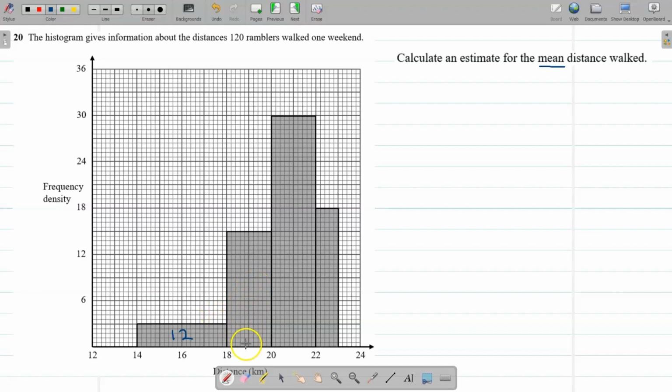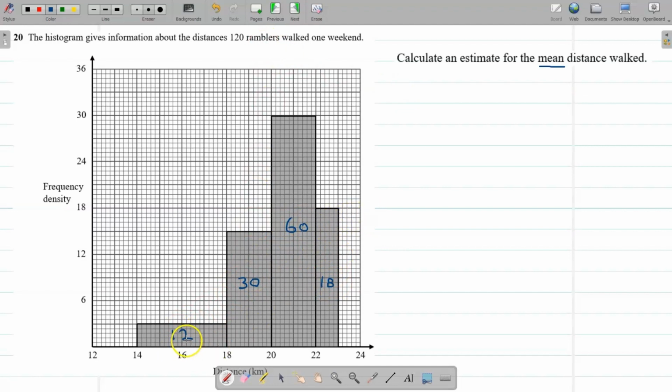Okay, this is 2 times 15, which is 30. This one works out to be 60, and this one here has an area of 18 times 0.5. Sorry, 18 times 1, I should say, which is 18. Okay, so when you add those together, you get the total, which is 120, as you'd expect.